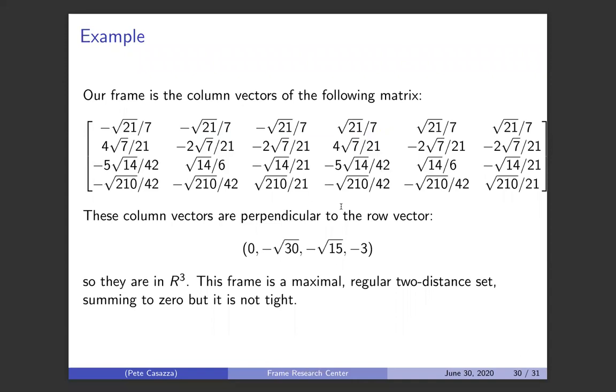The reason this is important is up until this paper, there was no known example of a maximum regular two-distance set that was not tight. Every one that was known was automatically tight. That was happening because the constructions were quite elementary, and it automatically made everything tight when you did those constructions.